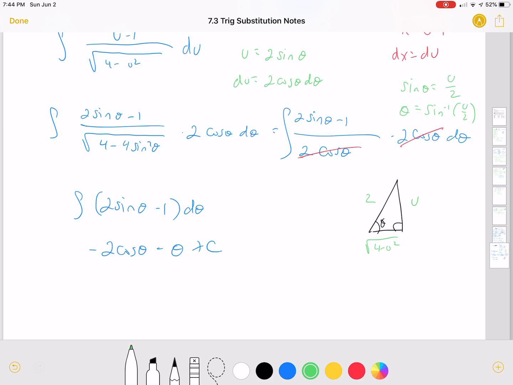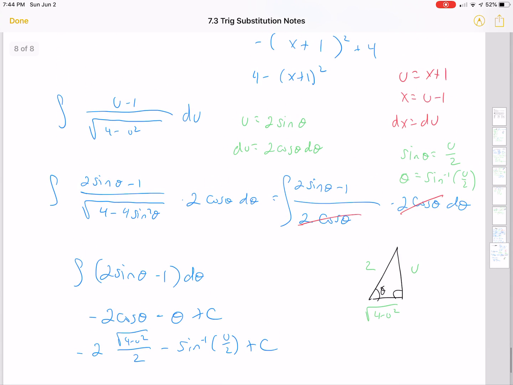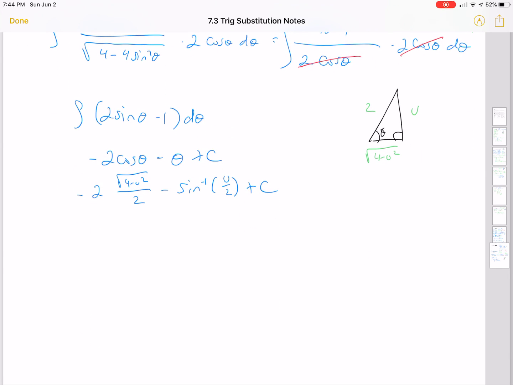So let's go ahead and substitute. So we've got negative 2. Cosine is going to be adjacent over hypotenuse, so that'll be square root of 4 minus U squared over 2 minus theta, which we just solved for, which was inverse sine of U over 2 plus c. But of course we didn't start off in terms of U, we actually started off in terms of x. So we're going to go back up here and notice that U was x plus 1. So everywhere we have U, we're just going to plug in x plus 1.